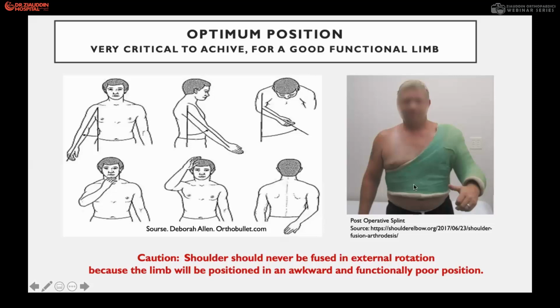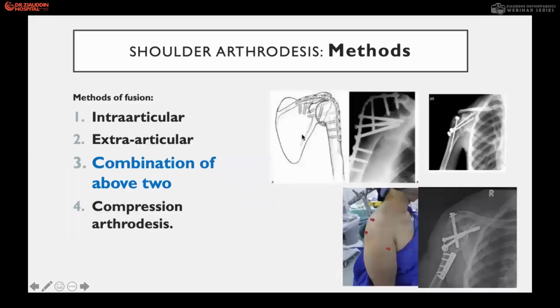This is the splint which we prepare before surgery and give for 6 to 7 weeks postoperatively after shoulder fusion. The methods of shoulder arthrodesis are well known. We can do intra-articular shoulder arthrodesis, or extra-articular shoulder arthrodesis, which is commonly done in infected and tuberculous shoulders. But we do a combination of intra- and extra-articular arthrodesis, which may be with compression arthrodesis by one plate or two plates and screws from the humeral head to the glenoid.